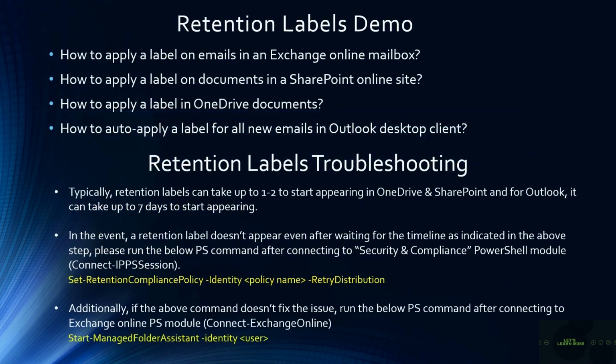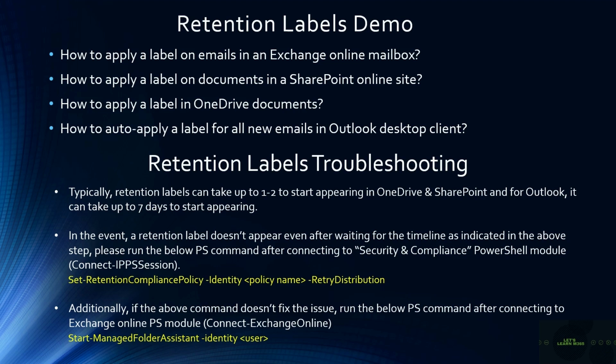I will then show you how to apply a retention label on emails in an Exchange Online mailbox and how to apply labels on documents in a SharePoint site and OneDrive. Finally, I will demonstrate how to use a retention label using an inbox rule in an Outlook desktop client. And lastly, I'll share a couple of troubleshooting steps that you can follow in the event that labels don't start appearing even after publishing them.